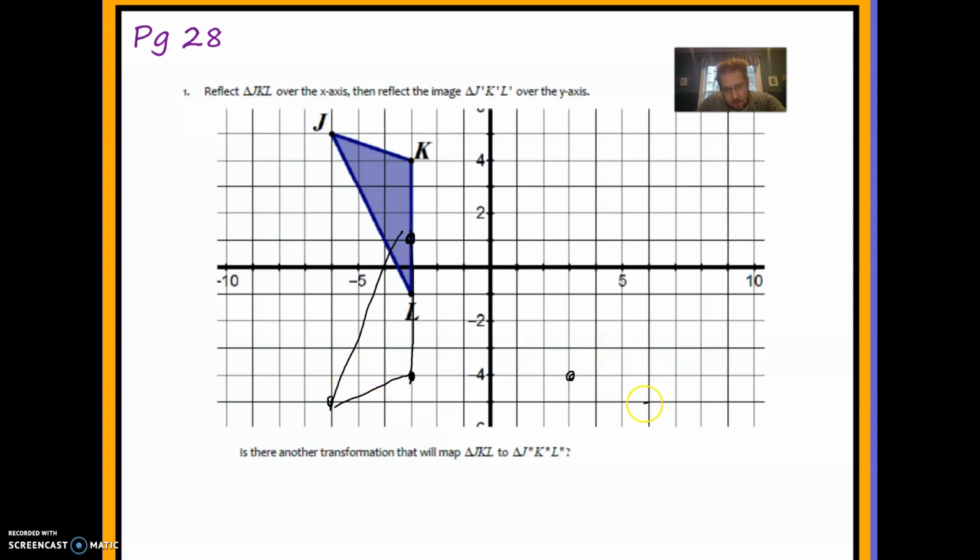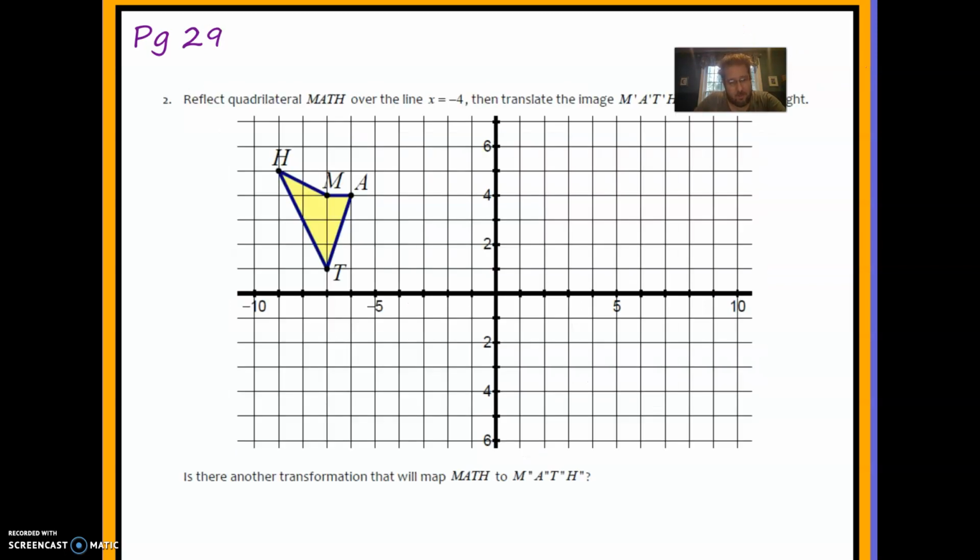2, 3, so here, and 1, 2, 3. Now, if you look at this final image right here, you will see that this is basically the same thing as this, only it's been rotated 180 degrees around the origin.